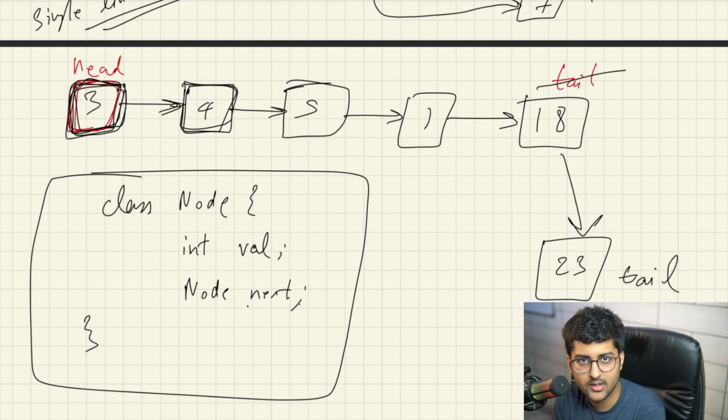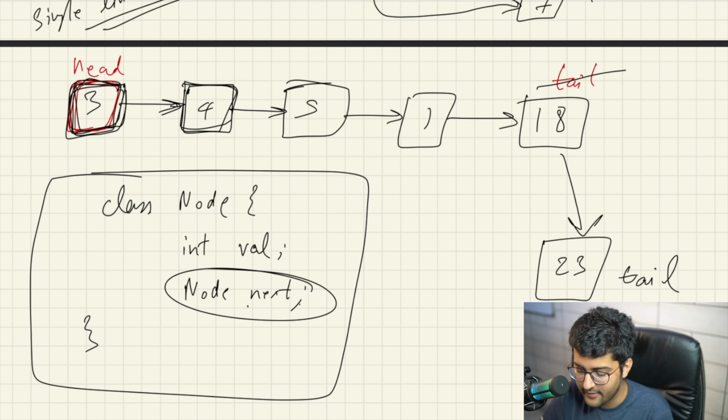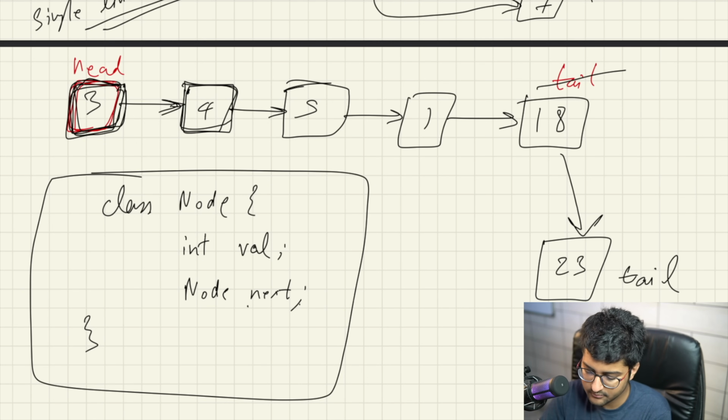Okay, hope you're able to understand what linked list is. These boxes are just boxes in the memory. They're pointing to one another using this particular variable. Every box has this variable, and this variable points to the next box. Okay, that's basically what we're doing over here. Cool. So let's move forward.